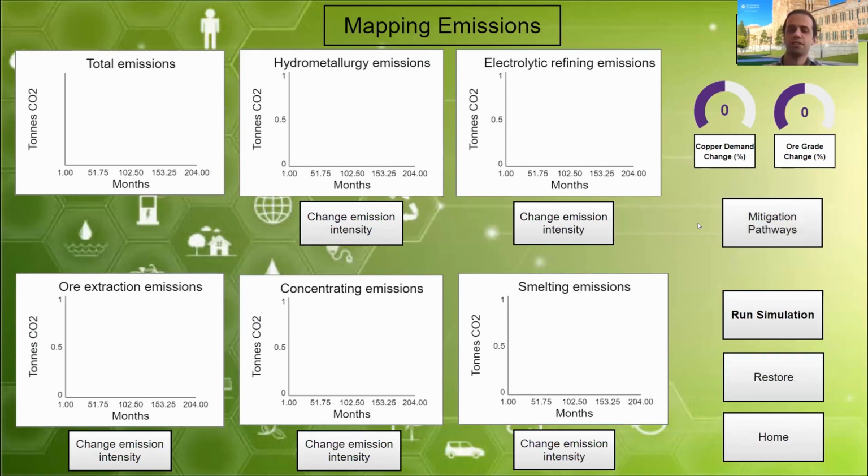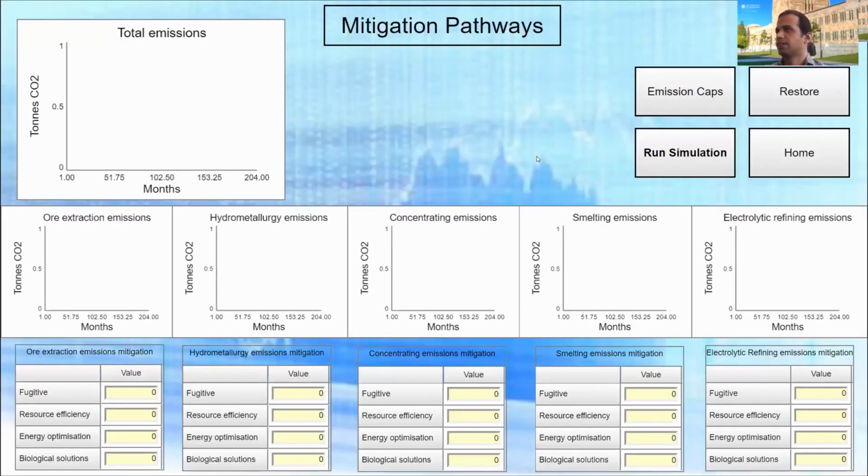there is then a next stage where we can look into the offsetting and mitigation opportunities and pathways. Based on previous work and a framework which we developed for identifying mitigation pathways, we have identified 4 mitigation pathways, including reducing fugitive emissions, improving resource efficiency, improving energy optimization, and using biological solutions, and using them as offsetting opportunities at different stages of the operation, and how they can affect the emission intensity at different parts of the operation, as well as the total emissions. So let's have a look.